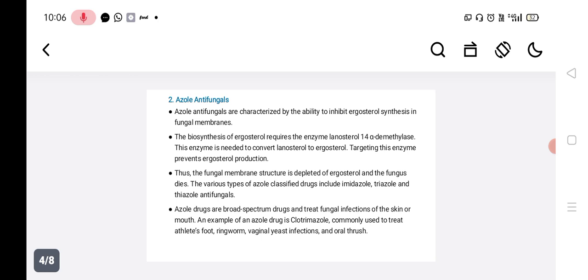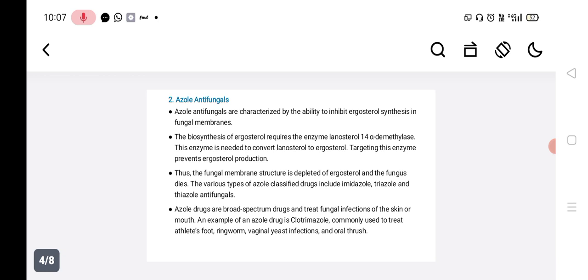Number 2 is called azole antifungal drugs. Azole antifungal drugs are characterized by the ability to inhibit ergosterol synthesis in the fungal membrane. The biosynthesis of ergosterol requires an enzyme called lanosterol 14-alpha demethylase. So this enzyme is needed to convert lanosterol to ergosterol. Targeting this enzyme prevents ergosterol production. So that is the mechanism of azole antifungal drugs.